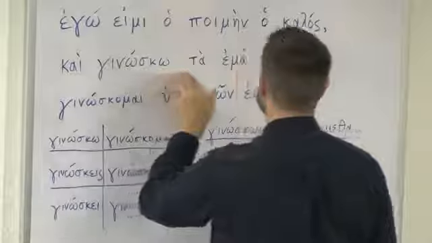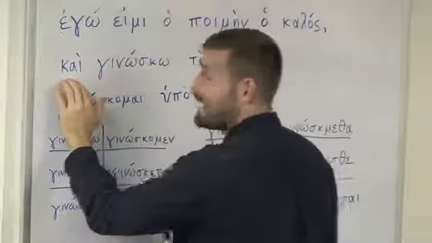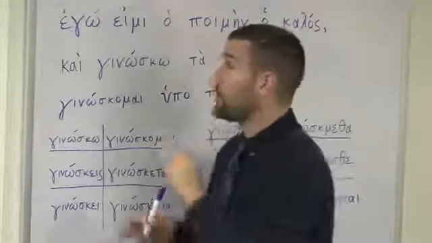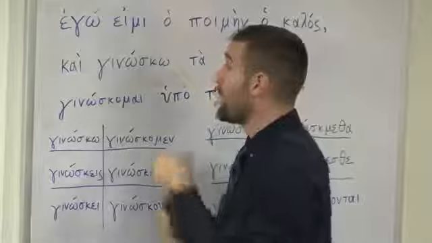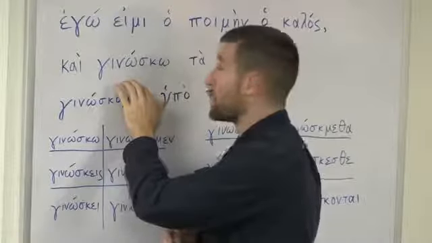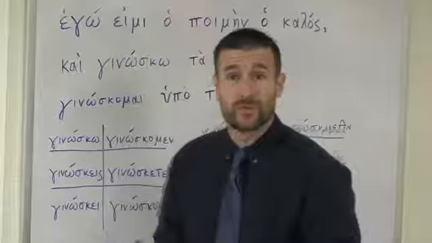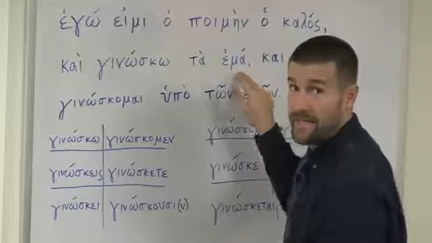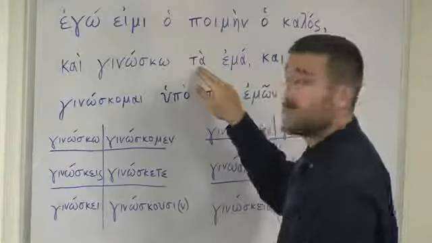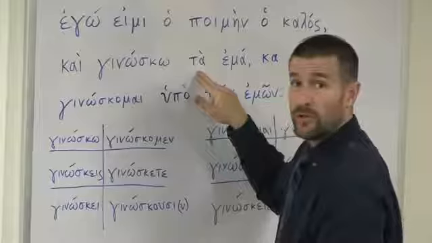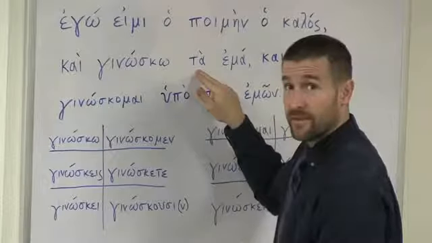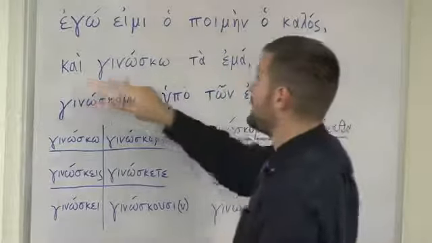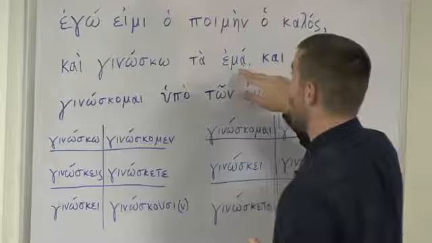Ke ginosko ta ema. All right, that means, and I know. Ginosko. If you speak Spanish, conozco is how you would say this in Spanish. It's almost identical. That helps me remember this word, ginosko, is that the Spanish is conozco, means I know. Ta ema, the mine. Ema means mine. Ta is the word the, but it's plural, it's neuter, and it's accusative, all right? Ke ginosko ta ema, and I know the mine, all right?